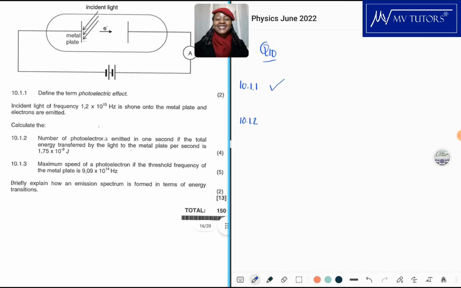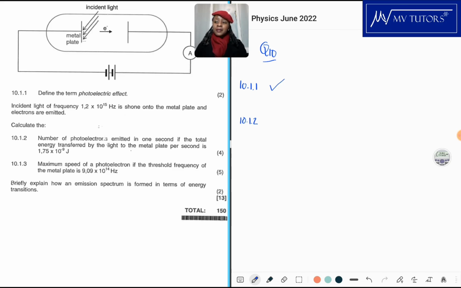Now, calculating. I love calculations. So, calculate the number of photoelectrons emitted in 1 second if the total energy transferred by the light to the metal plate per second is 1,75 times 10 to the negative 9 joules.